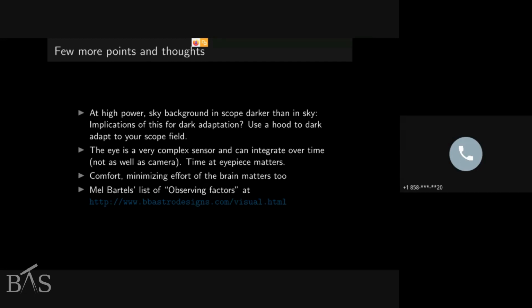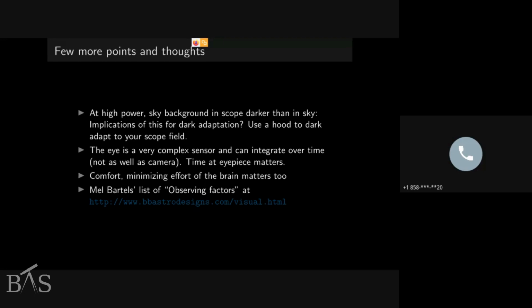If you're at high power, then the sky background in the scope is darker than in the sky. So what are the implications of this for dark adaptation? I think that if you're observing at high enough magnification, your sky background in the telescope will be so much darker that there is an advantage to dark adapting to the sky background in your telescope. By that I mean even just looking up at the sky can ruin your dark adaptation under those observing conditions. That's why we normally use a hood, to block out the stray light, including the stray light from the sky, and dark adapt to the field in the telescope.